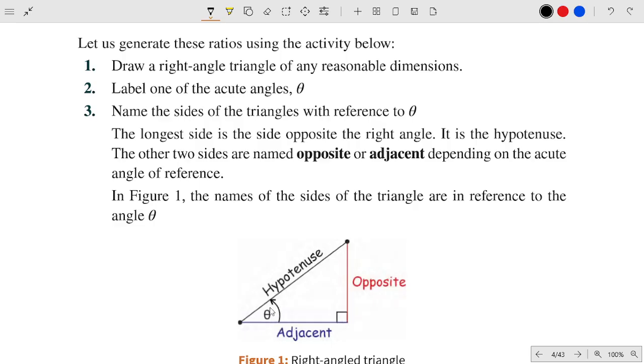The longest side, which is opposite to the 90 degree angle, is called the hypotenuse. Now the adjacent and the opposite are determined by where you place your angle. Since the angle is placed here, it faces this side, so this becomes the opposite, and this side becomes the adjacent. Alright, so that is how it is.